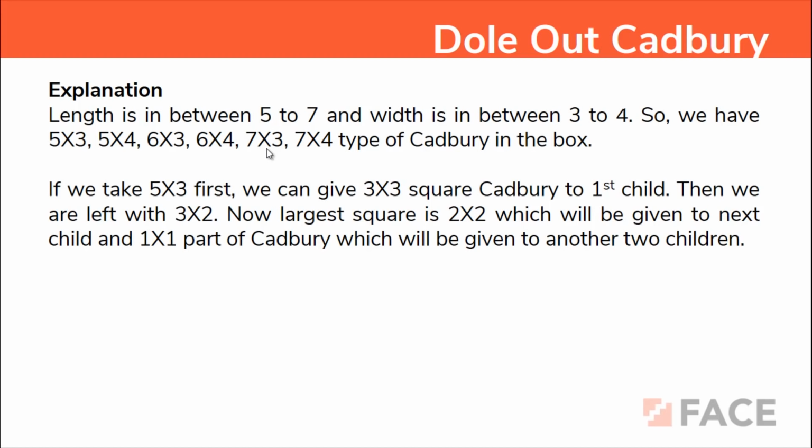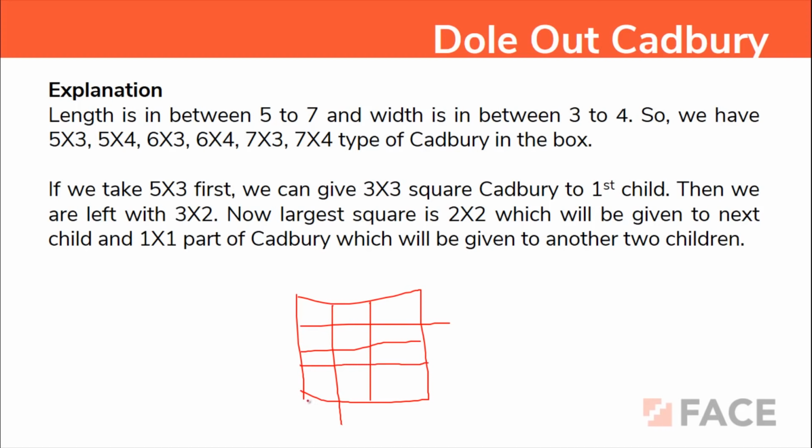How will you reduce this 5 cross 3? First I'll break off a 3 cross 3 piece. Let's draw a bar now: three columns, 5 rows. Done. So first I'll break this part, and then you will be left with 2 cross 3. What will you do next? First this would be taken, and then you will be left with this part.